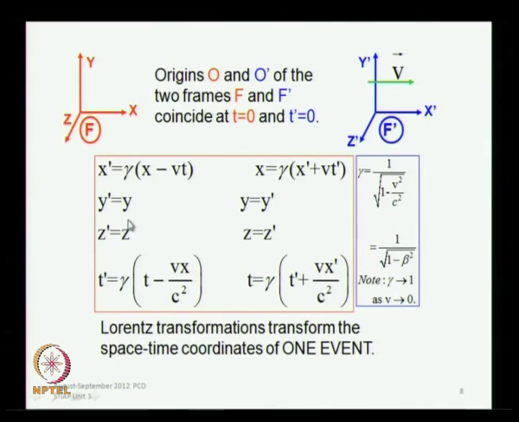And these are the Lorentz transformations. You go from x, y, z and t to x prime, y prime, z prime and t prime through these transformations. Gamma is this ratio and v is a constant velocity of the second observer with respect to the first observer along the x axis. So, that is the coordinate system that I have chosen over here.